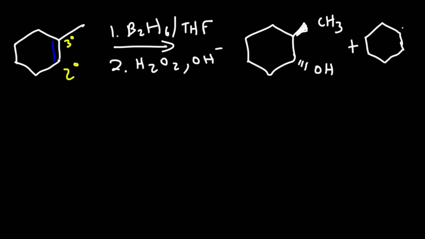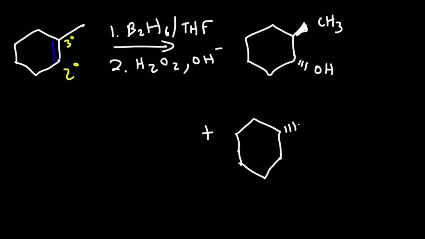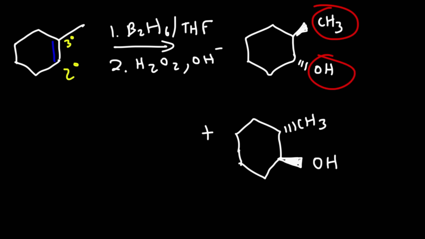So if the methyl group is in the back, and I'm running out of space, so let's put this somewhere else. If the methyl group is in the back, the hydroxyl group will be in the front. Now, if you just look at this the way it is, you may think, well, this appears to be anti-addition because the methyl and the OH group seem to be on opposite sides rather than on the same side.